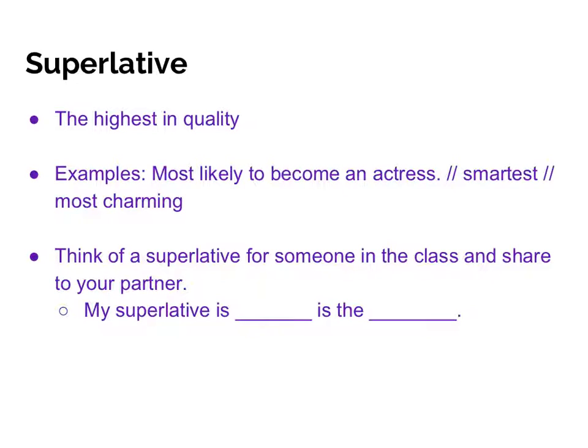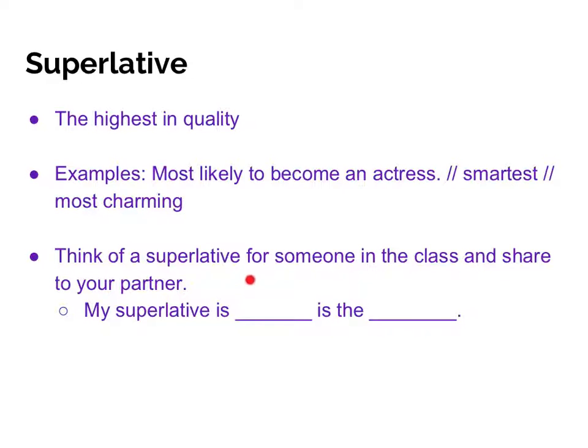You're not just kind of likely. You are the most likely to become an actress. Smartest. Not you're kind of smart, you're kind of in the middle. No, you are the very smartest. Most charming. Another example, you're not kind of charming. No, you are the most charming.